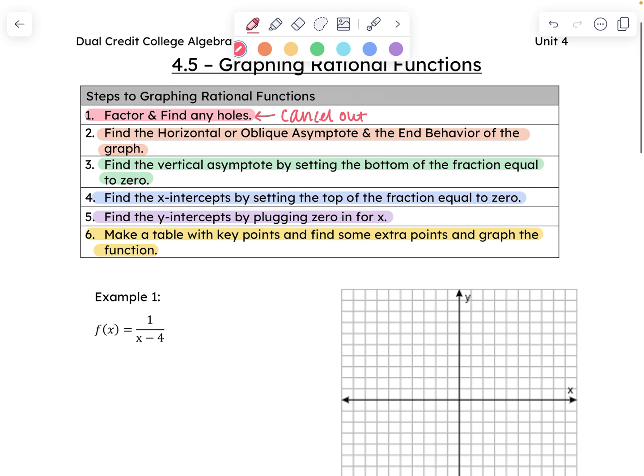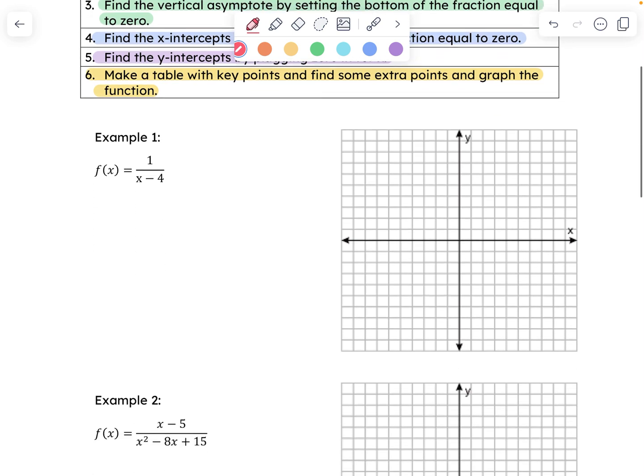So example 1, our first step, is to factor and see if there are any holes. If I'm looking at this one, on the top we have 1, which we can't really factor. The bottom is x minus 4, which we also can't really factor. So it's already factored for us. Nothing's going to cancel out. So there are no holes in this graph.